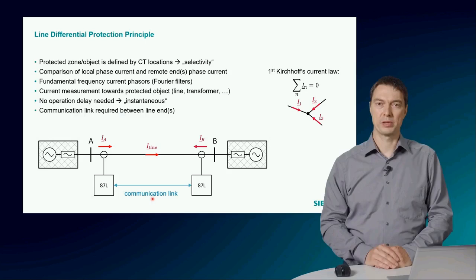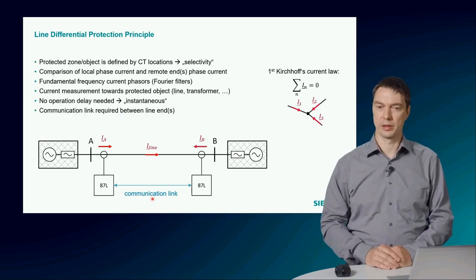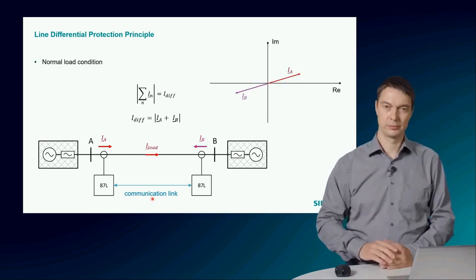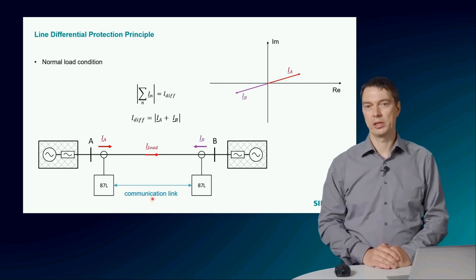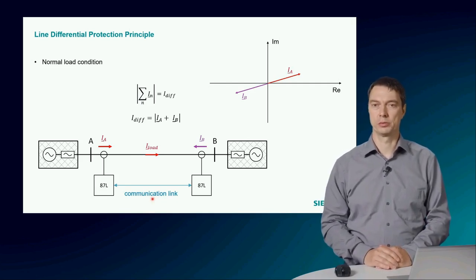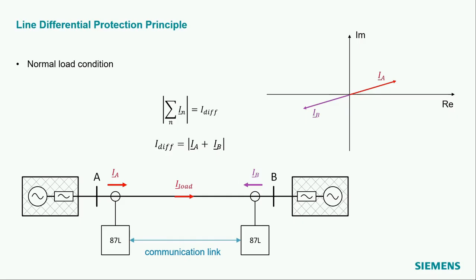Let's have a look at what happens if we have a current flowing on the line. In the first example, we have the normal load condition, which is a load current flowing on the ideal line, shown here.